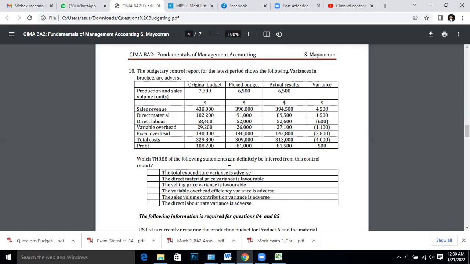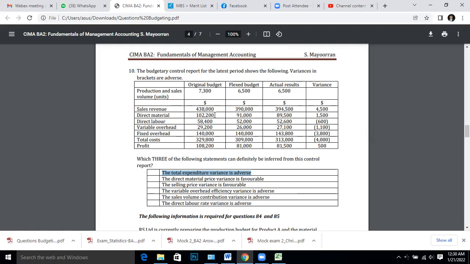Material price variance is favorable. Which we can't say, because... the first one I'll come back to that later. Material variance, the total is 1500. This can be because of price or usage, I don't know, which we can't say. So obviously the second one is wrong.